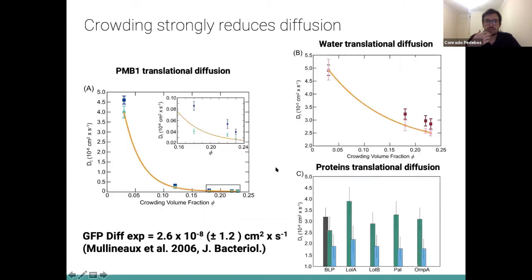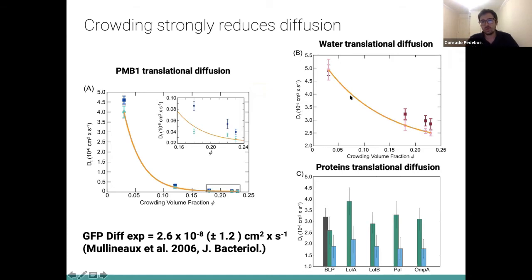We also looked at the translational diffusion of all the molecules involved in our systems, to see how crowding affects that. What we saw for polymyxins, for example, is that there was a 100 times reduction in the translational diffusion, corresponding to the more crowded system being the one with the smallest value for translational diffusion.